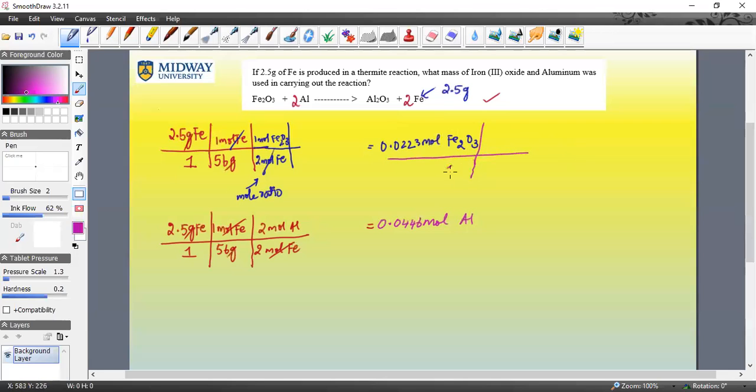So this is your given information, right? And then you multiply it by the molar mass of iron oxide, which is 160 grams over 1 mole. And that will give you the answer. And here it's 1. And then aluminum is 27 grams over 1 mole. Right?